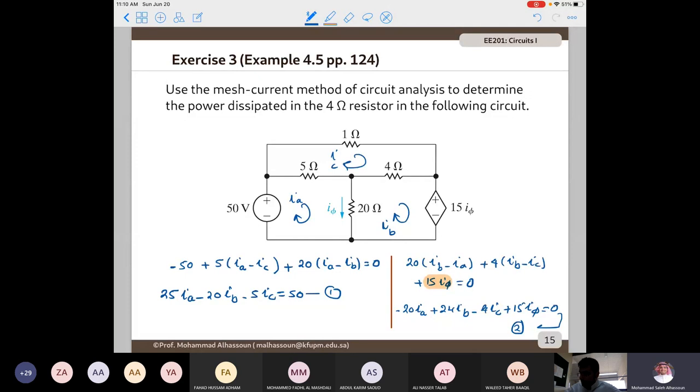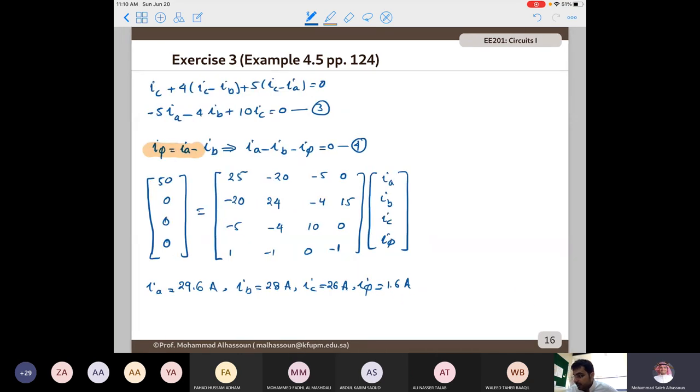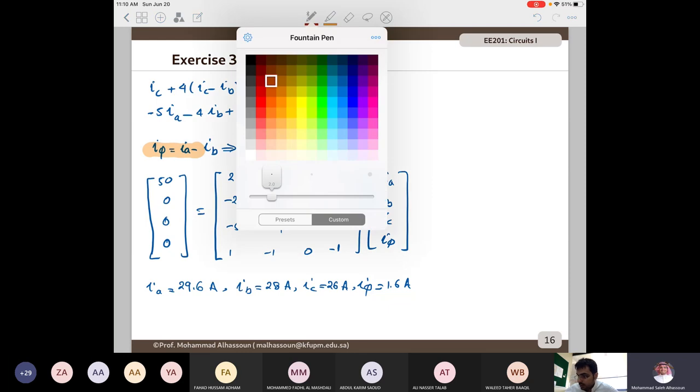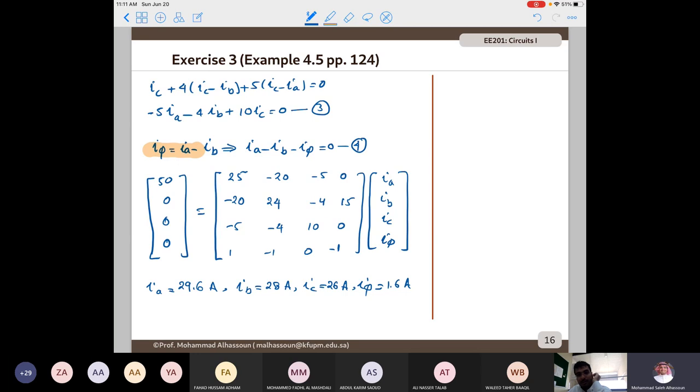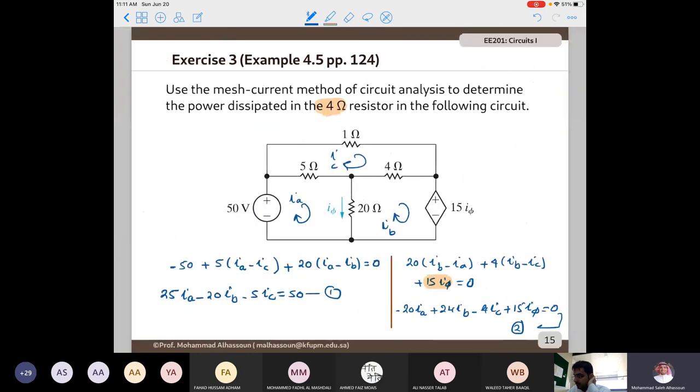Okay, we're done here, but remember, we're not asked to find IA, IB, and IC. We're asked to find the power dissipated in the 4-ohm resistor. So what will be the power dissipated in the 4-ohm resistor? Let me look for someone who has not participated. Ahmed, what is the power dissipated in the 4-ohm resistor?